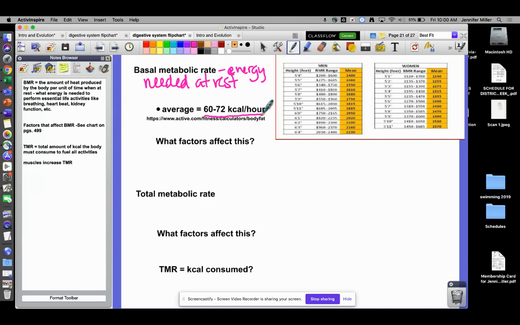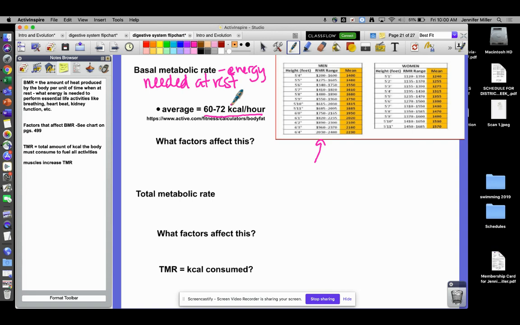And over here, this chart, there is a chart that has men and their height and women and their height. And the average, and this is per day. So this one over here is per hour, and this is per day of what we need just to keep us running. Now, there are factors that affect this.